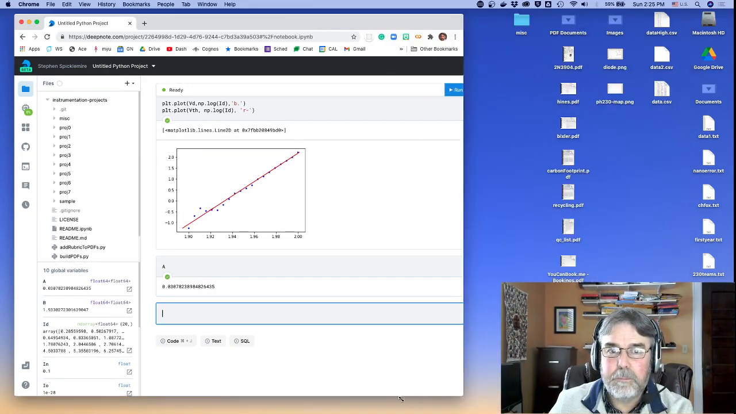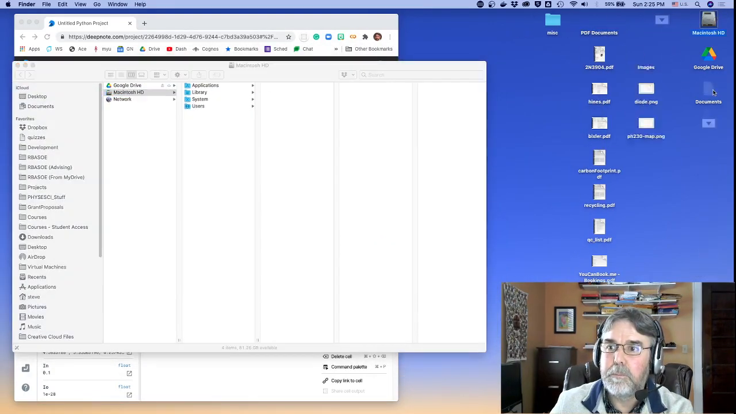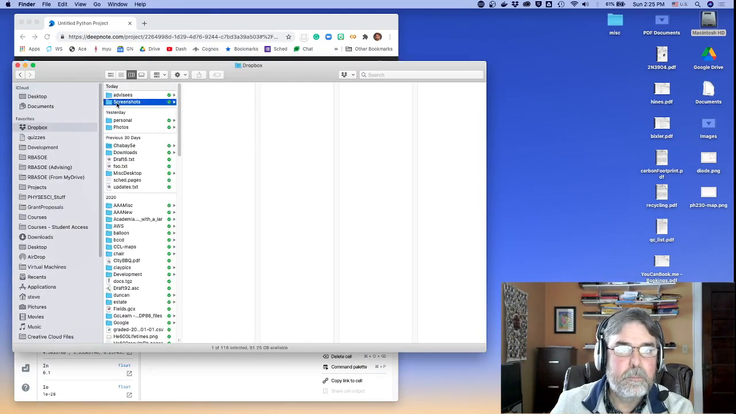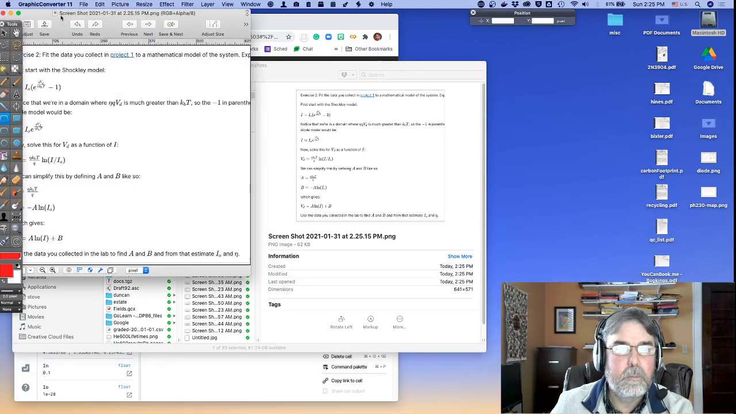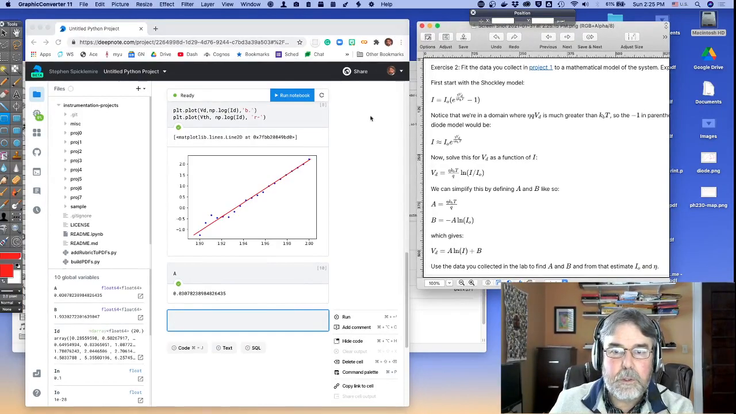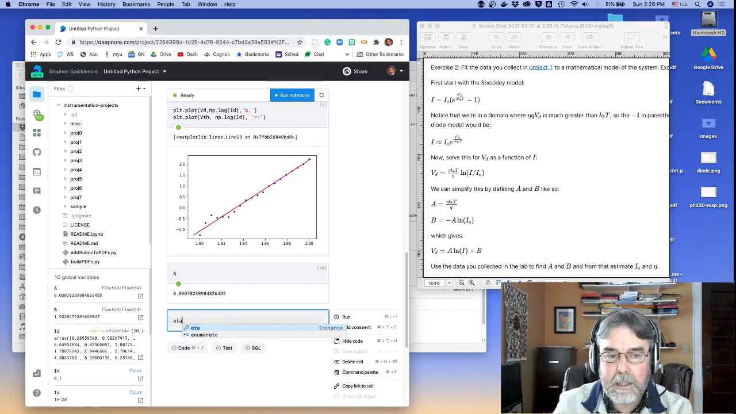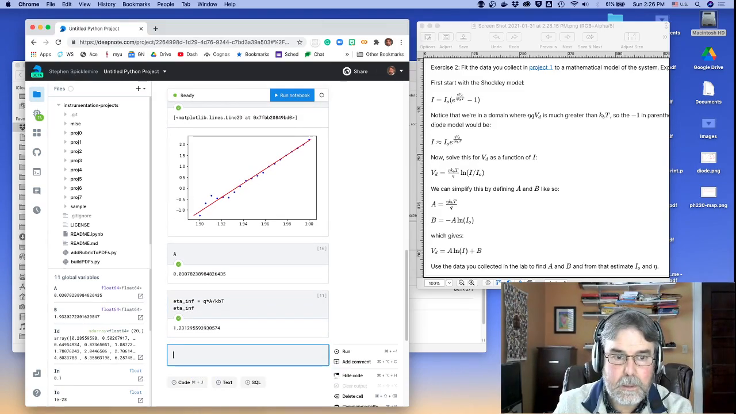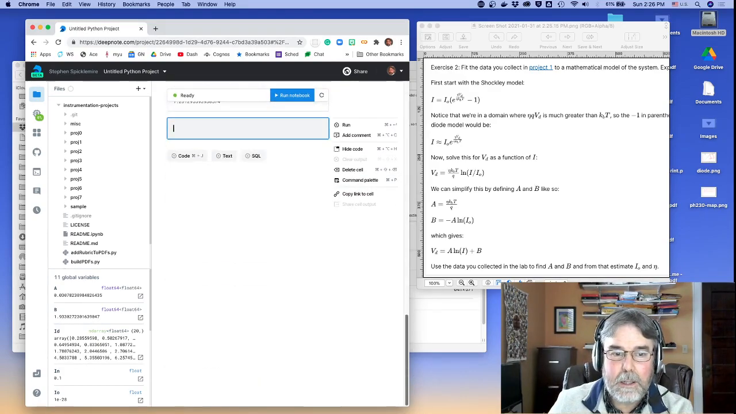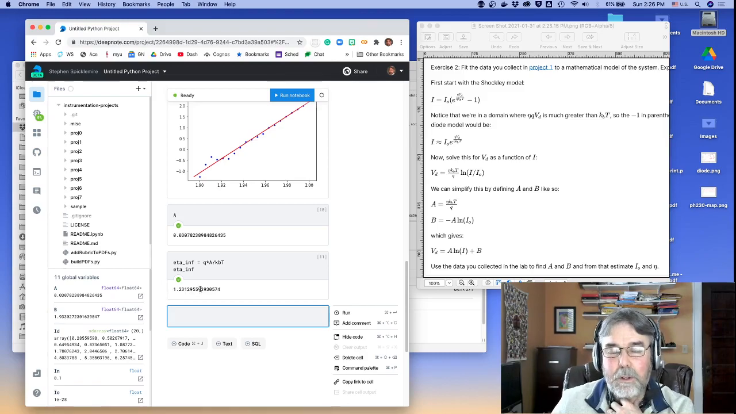And then what we want to do is remember the math. So let's go grab that. Have that handy here. Okay, so the math says that A is eta kBT over Q. So what that means is I can solve that for eta inference, the inferred eta, it's going to be Q times A divided by kBT. So I'm going to take Q times A divided by kBT, eta inference, it's 1.23. Notice that our original value of eta was 1.2, and what we estimated based on the fit was 1.23. So that's actually pretty darn close.